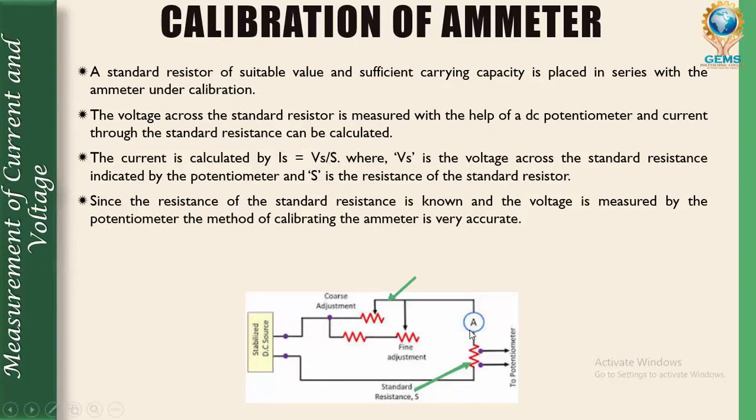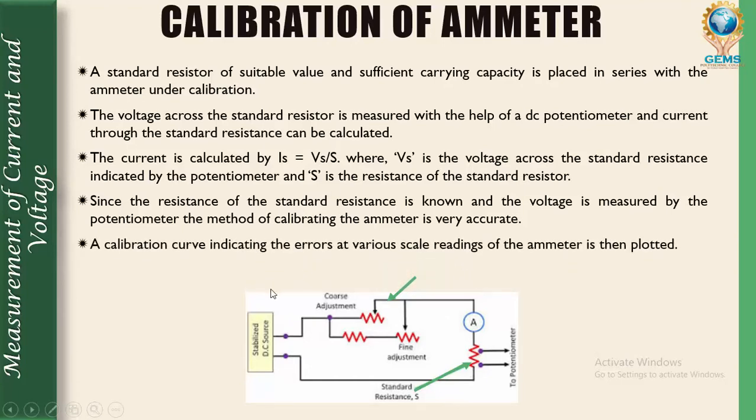If the ammeter has error, then the ammeter reading and the value that is calculated would be different. That is shown in the calibration curve. The calibration curve is plotted according to various scale readings adjusted by this potentiometer, and the ammeter readings and the calculated readings are then drawn to get the calibration curve.